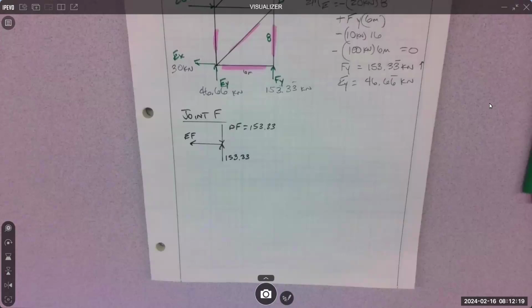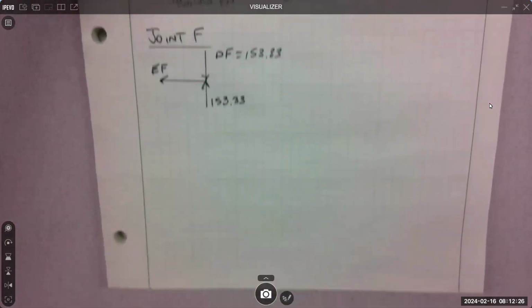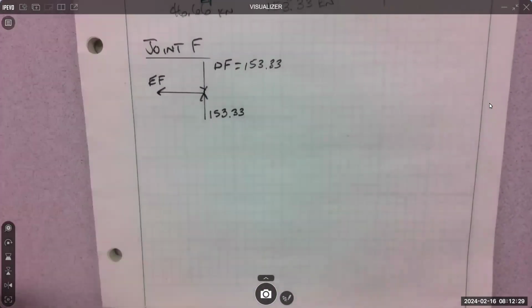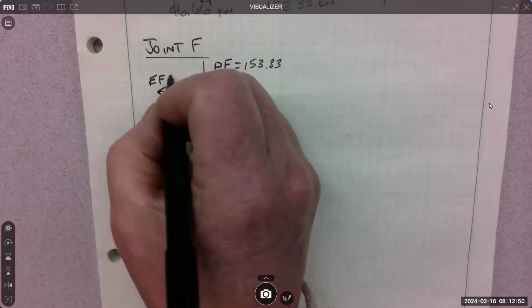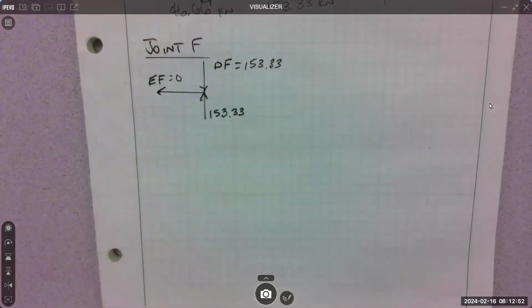Remember, this stands alone, all by itself. When you look at a joint, you just look at the joint and say, okay, the sum of the forces in the Y has to be equal to 0. The sum of the forces in the X has to be equal to 0. How many forces do we have in the X? Zero. Equals 0. EF has to equal 0. It's called a zero force member.